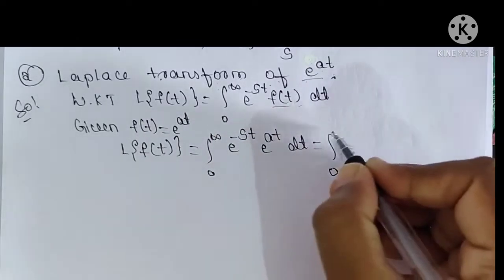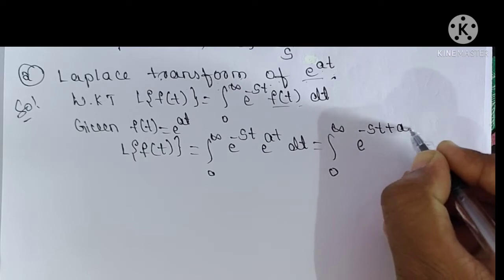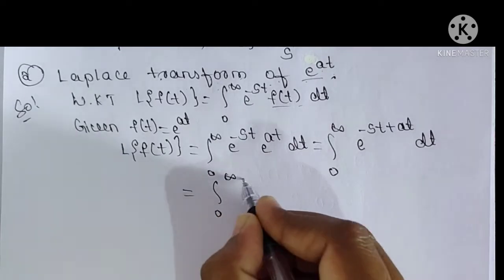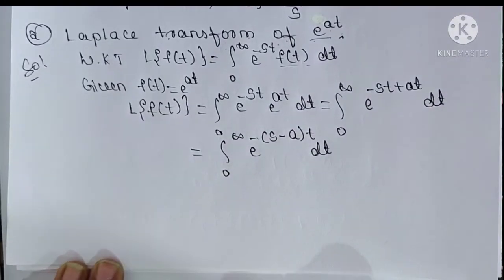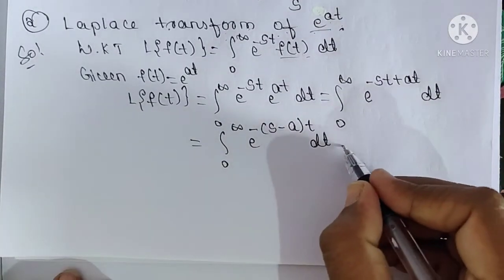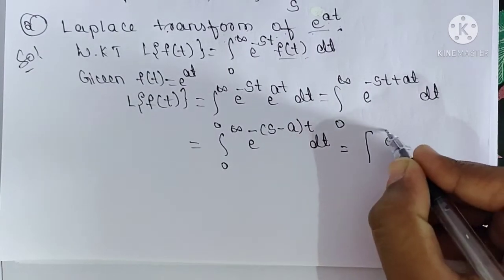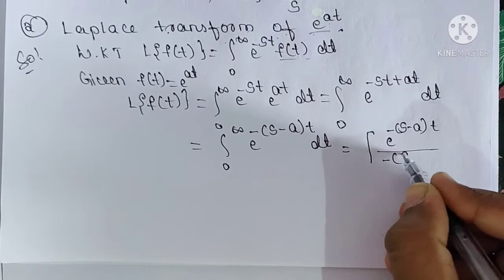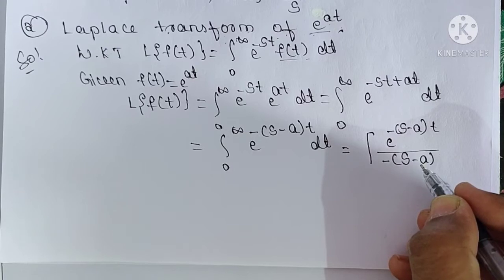This can be written as 0 to infinity e to the power of minus st plus at into dt. Here you take minus t as a common factor, we get remaining (s minus a) t dt. Now integrate with respect to t. If we integrate with respect to t, we'll get e to the power of minus (s minus a) t divided by minus (s minus a). E to the power of at, integration is e to the power of at divided by a.